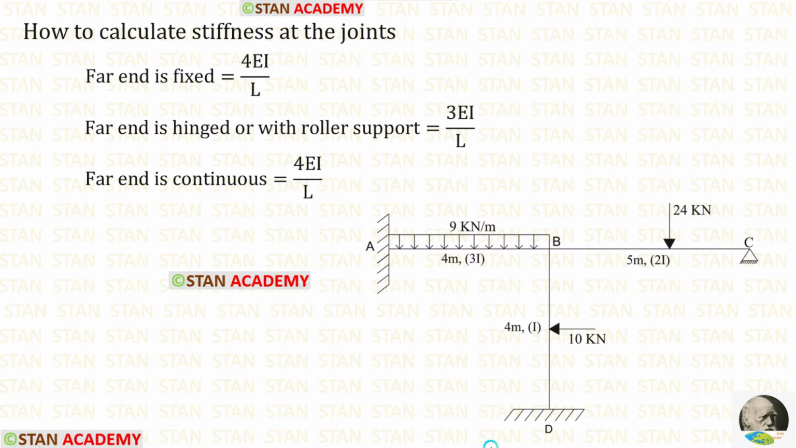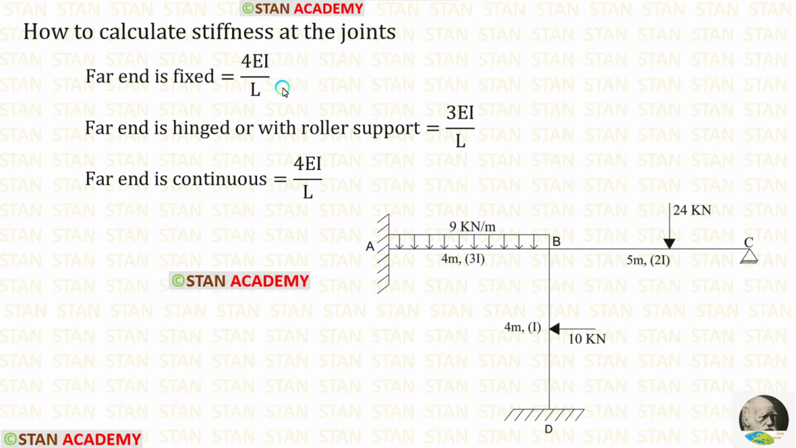In the Kani's method, we have to find the rotation factor. We have to find the rotation factor only in the joints. In this frame, there is only one joint, that is the joint B. In this joint B only, we have to find the rotation factor. To find the rotation factor, we have to calculate the stiffness. Let us see the formulas to find the stiffness.